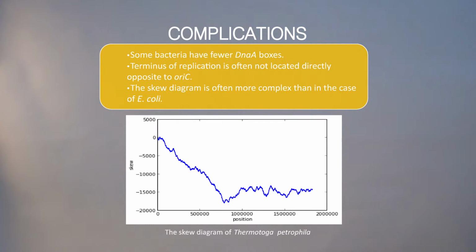Terminus of replication is often not located directly opposite to the origin of replication, and the skew diagram is often more complex than in the case of E. coli. That's why we want to show you some open problems that relate to origin of replication, and I will describe them in the next segment.